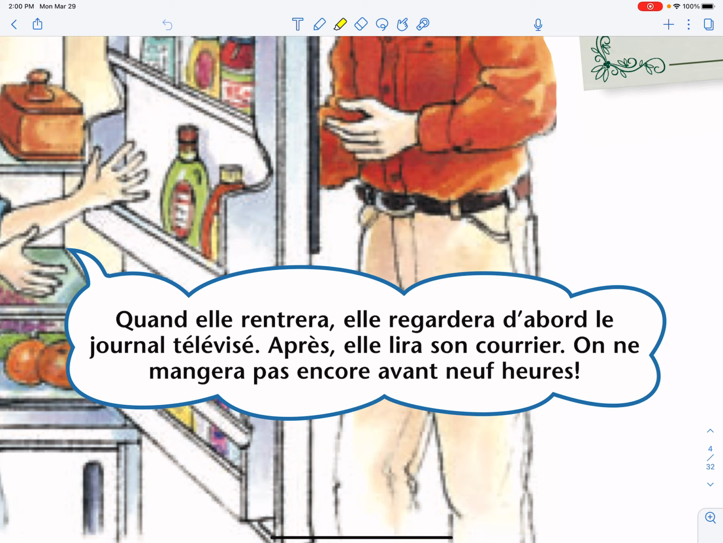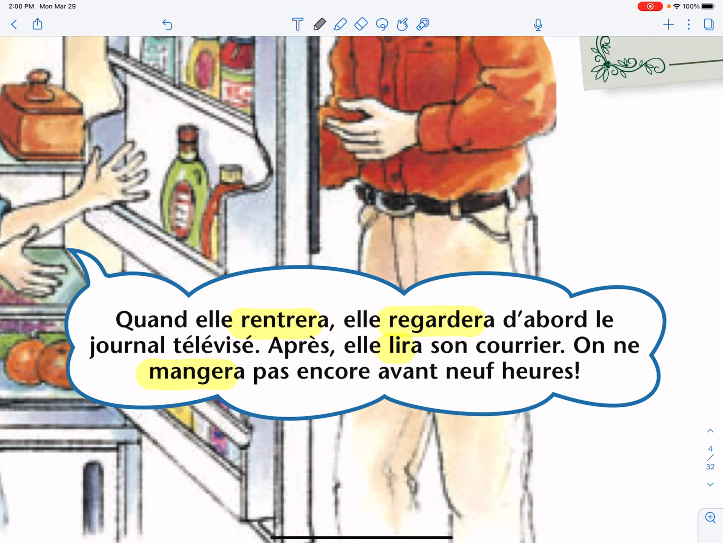So if you look at these verbs in the sentence, quand elle rentrera, elle regardera d'abord le journal télévisé. Après, elle lira son courrier. On ne mangera pas encore avant 9 heures. Now, if you've got a keen eye here, you'll look at these verbs and you'll notice you've got the infinitive rentrer, you've got the infinitive regarder, you almost have the infinitive lire, and you've got the infinitive manger. And after each of these infinitives, you see the letter A.